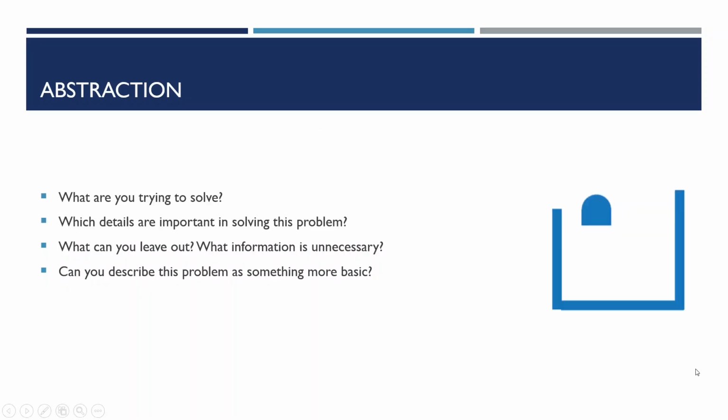So when you do abstraction, you're really asking the question, what are you trying to solve? What are the important details? What do people actually need to know and need to be able to do? And also, what can you leave out? What information or things are unnecessary? Can we describe this as something more basic? This goes back to the idea that when we build a solution, 80% of the value is in 20% of the features. If we want to nail and work out what they actually need, that will give us the 20%.